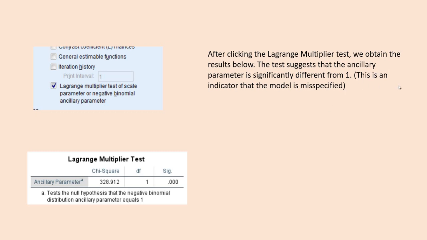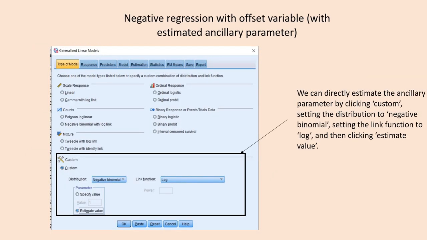Now, after clicking that Lagrange multiplier test, you can see, again, this is what I referenced before. The test is basically testing the ancillary parameter to see if it's significantly different from 1. If you do have statistical significance, then that's evidence that our model is misspecified with respect to the ancillary parameter. And remember, this is basically using the default in SPSS. You have to keep in mind that defaults don't always translate into a good model specification.